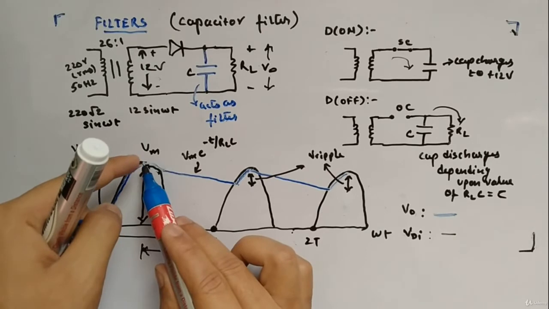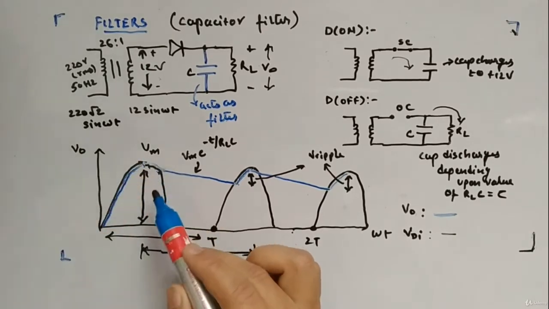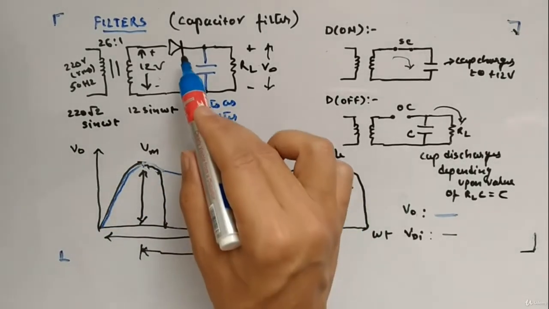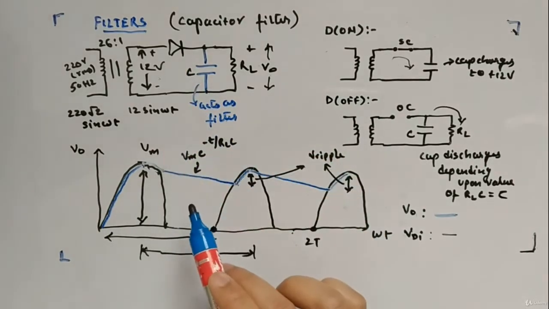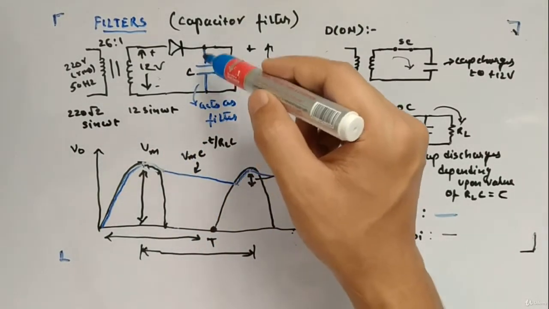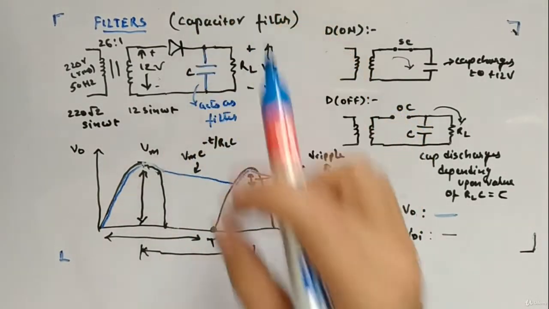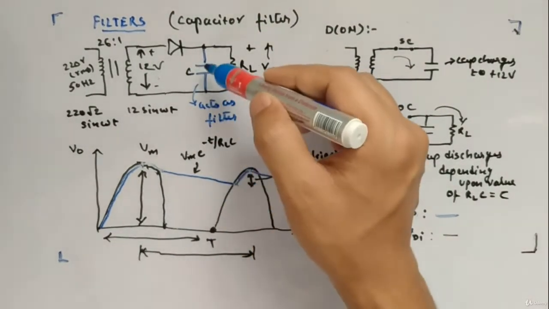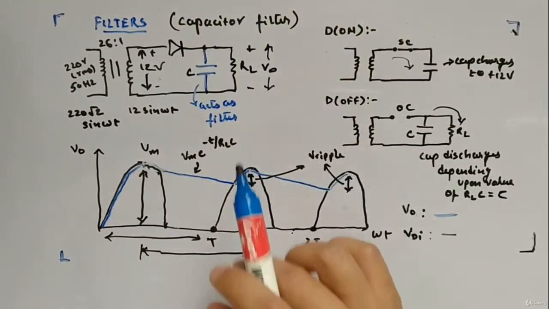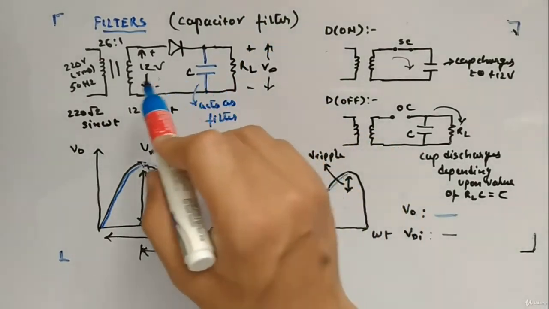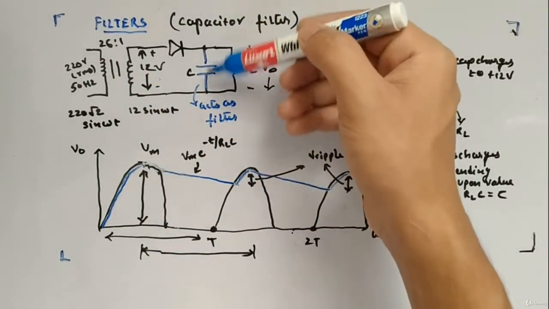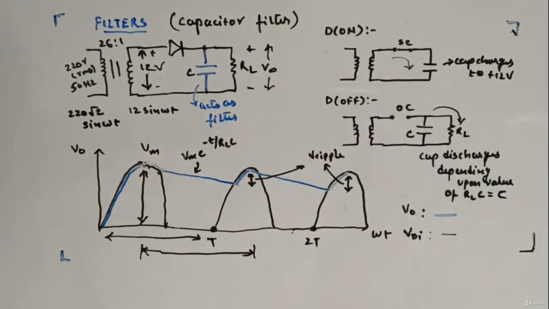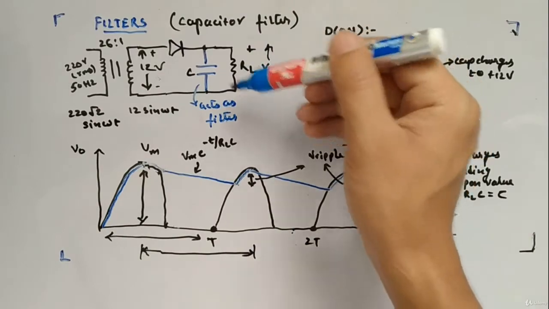Now the blue curve is above the black curve, so it means the diode input here is at Vm, because the capacitor is charged to Vm, and the resistor will not have any effect because the capacitor will pass all the AC signal. So that's why the resistor will not have any effect.